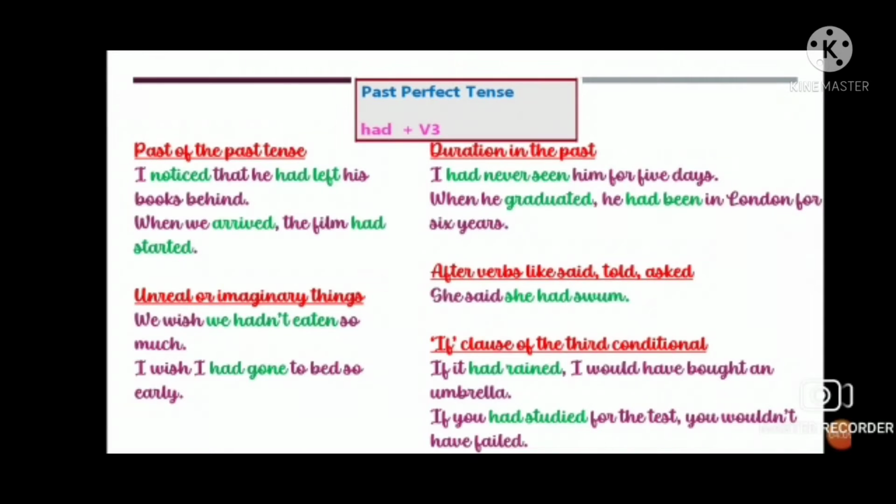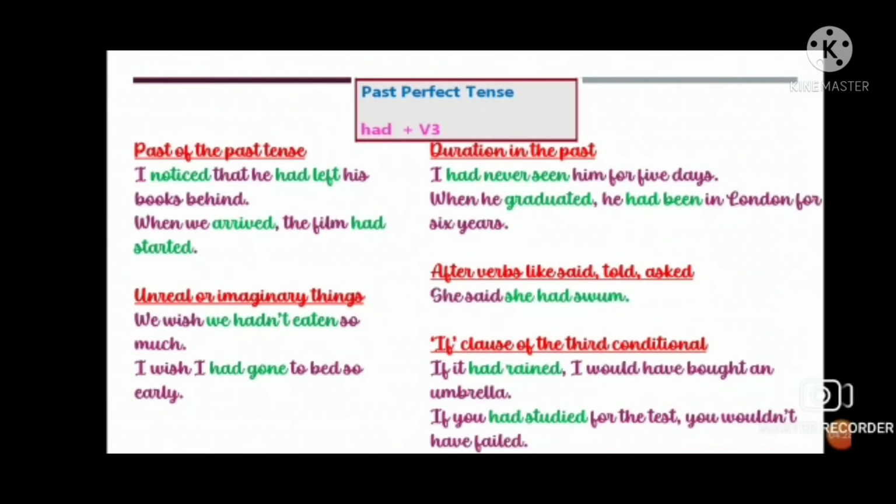Fourth usage, after verbs like said, told, or asked. She said she had swum. Swum is the past participle of swim, the V3 form of swim. So she said that she had the experience of swimming. She said she had swum.